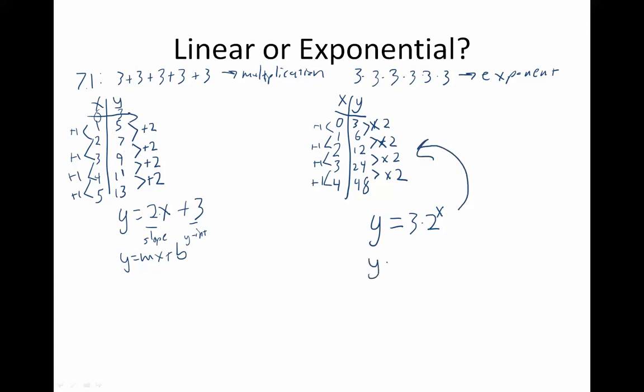And in general, we end up with y equals a times b to the x, where a is our starting point, and b is our growth rate. In this case, our growth rate was that we are doubling every single time, so we continuously multiplied by 2, and I started at 3, so I put the 3 right there. 3 times 2 to the x.